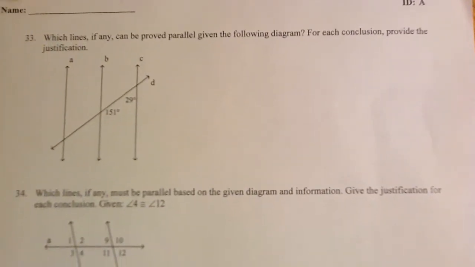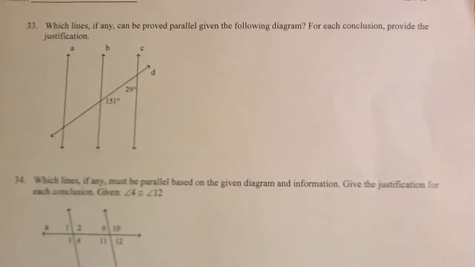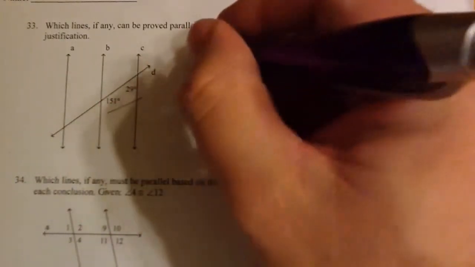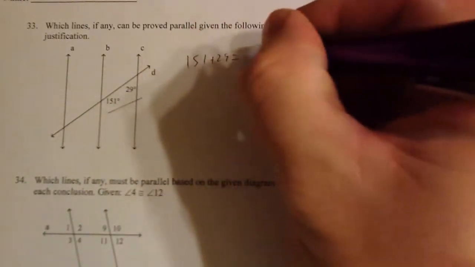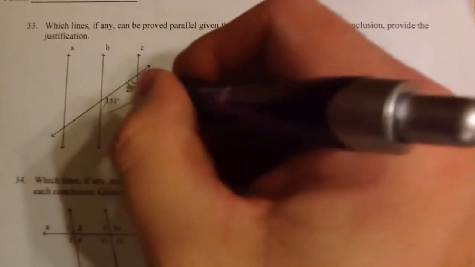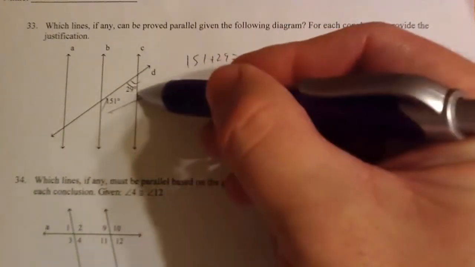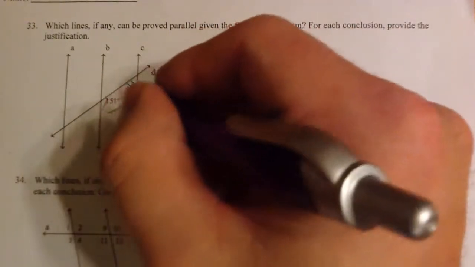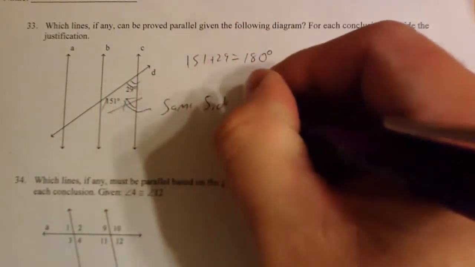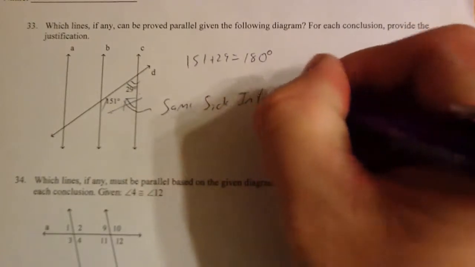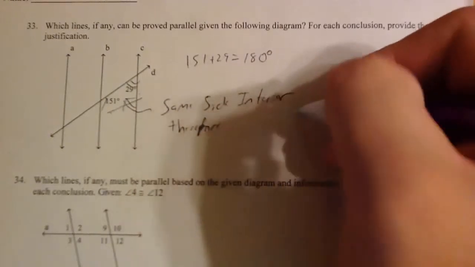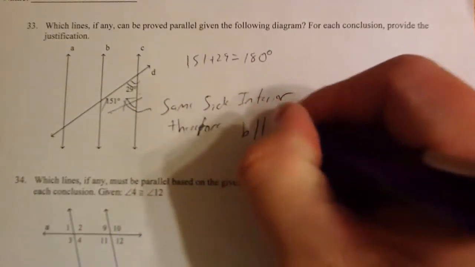33. Which lines, if any, can be proven parallel given the following diagram? For each conclusion, provide the justification. Well, 151 plus 29 is 180 degrees. That must mean that this angle and this angle are supplementary. And the rule that says if these two angles are supplementary is the same side interior angles or consecutive interior angles. So that would be our justification for two lines being parallel. In this case, line B parallel to line C.